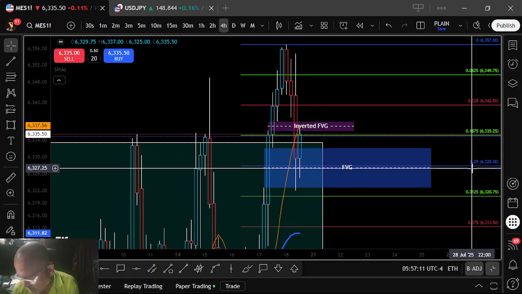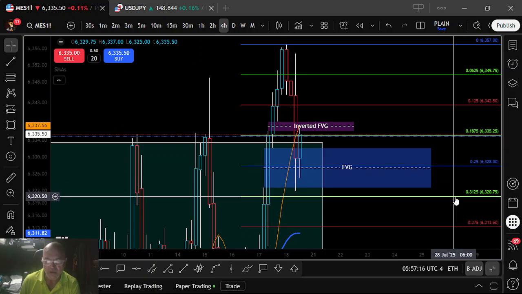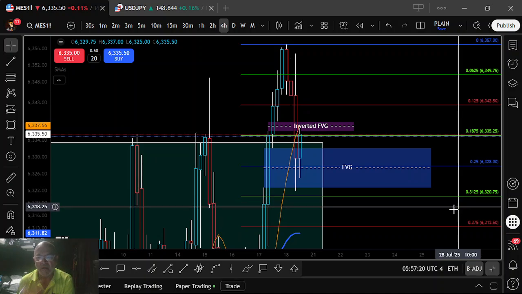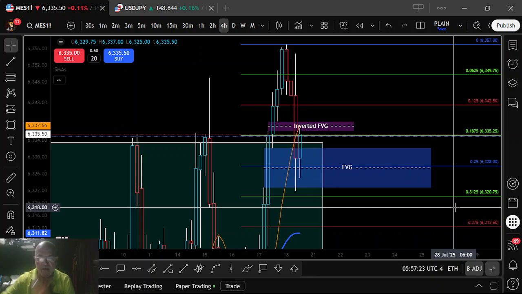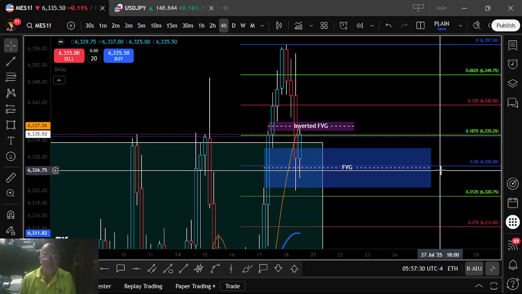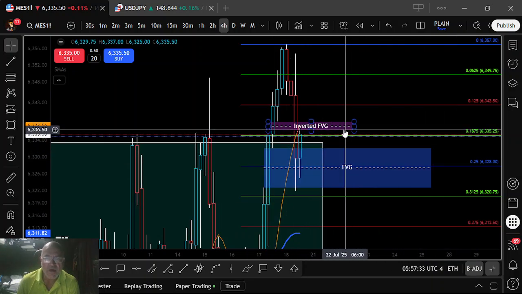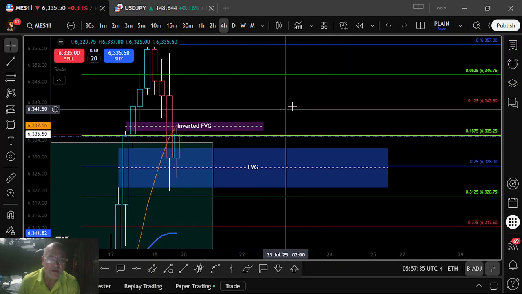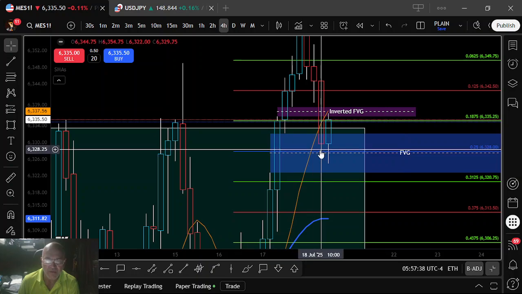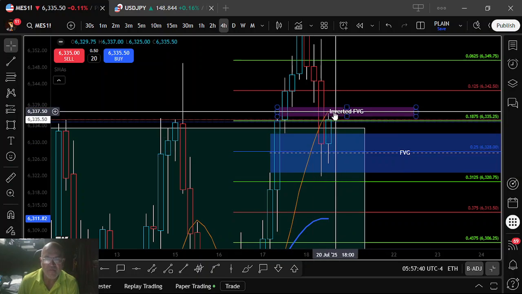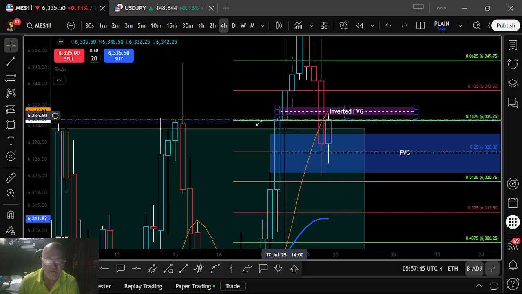Any pullback that can hold between the 2.5 and the 3.1 is definitely something I want to look at. So this is where I have to be very, very careful. Why? Well, we have support that held, but now we have resistance above us in this inverted fair value gap.